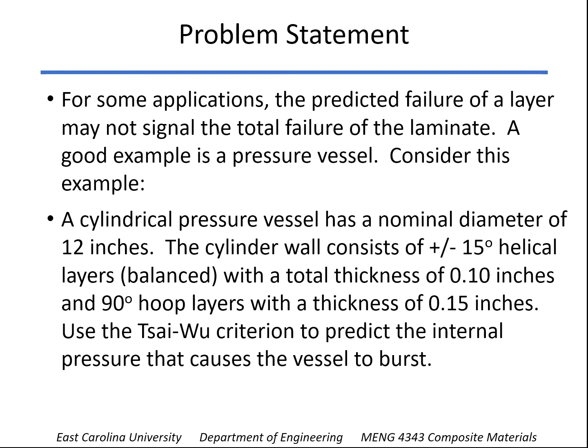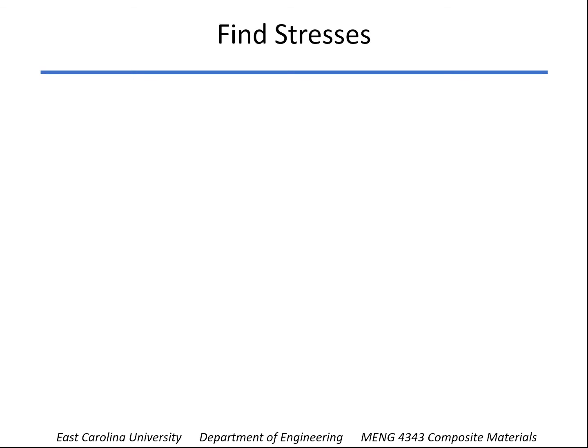So we'll say this cylindrical pressure vessel, nominal diameter 12 inches, balanced plus and minus 15-degree helicals, total thickness of 1/10 of an inch, 90-degree hoop layers, thickness of 0.15 inches. And so we want to predict what internal pressure is going to cause the vessel to burst.